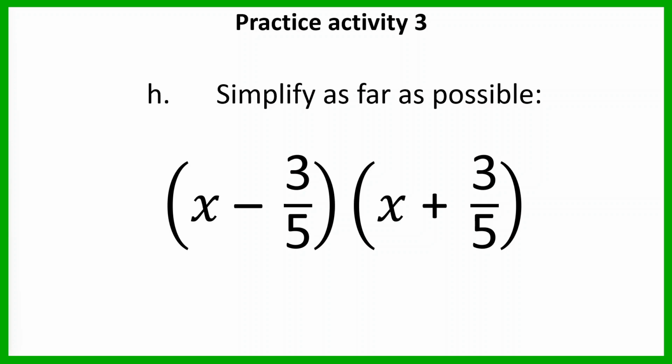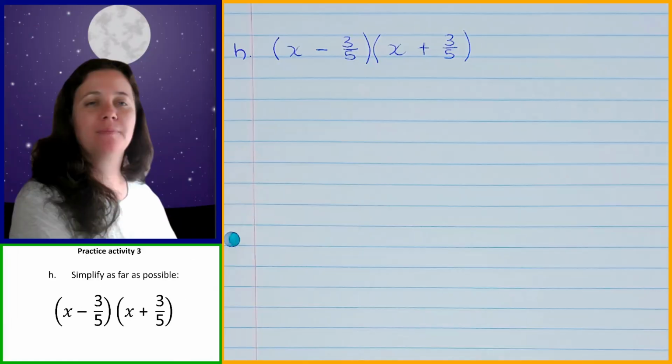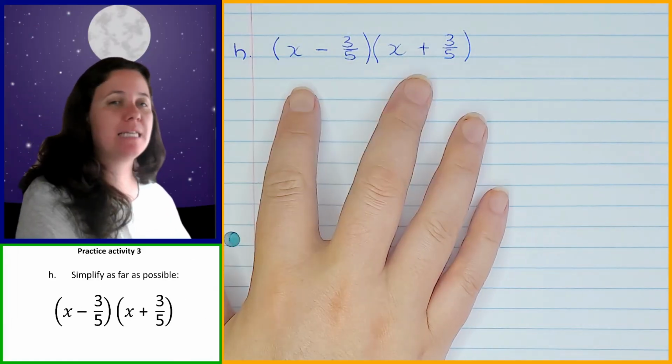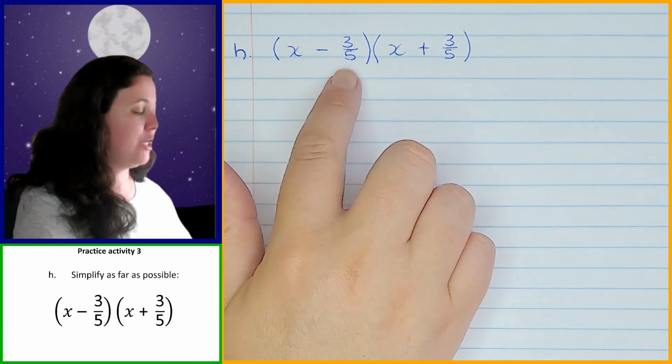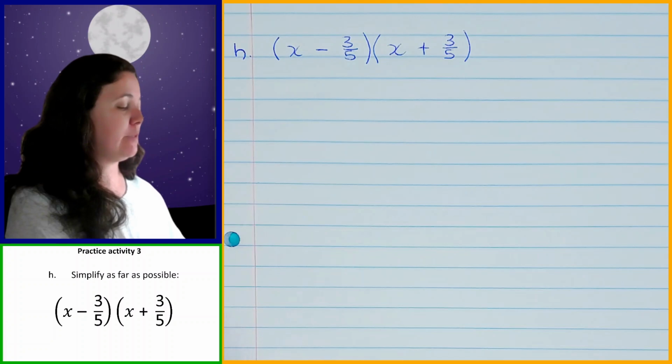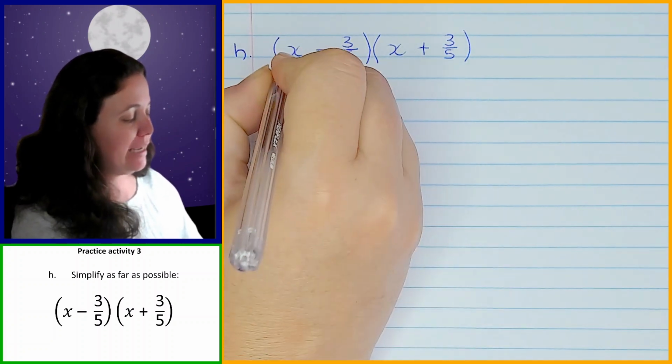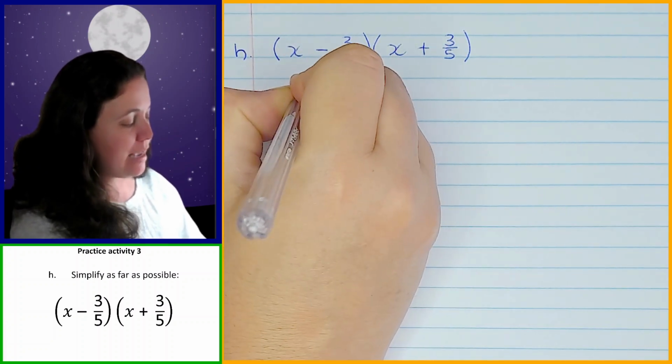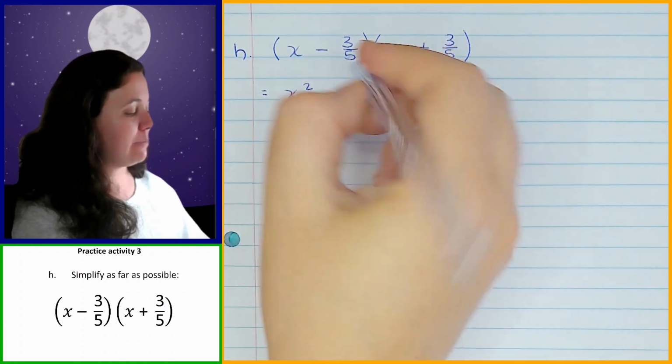Okay, so let's go through that question and see what you should have got. Right, so in this one, it's the same as the other ones we've had. We have a binomial multiplied by another binomial. They're the same except for the plus and the minus. So I'm going to be using my shortcut. So it's going to be x times x is x squared. And then we've got a minus times a plus, that's minus.